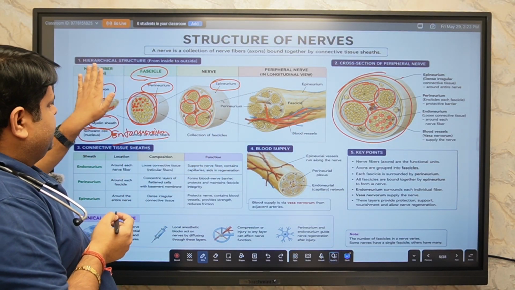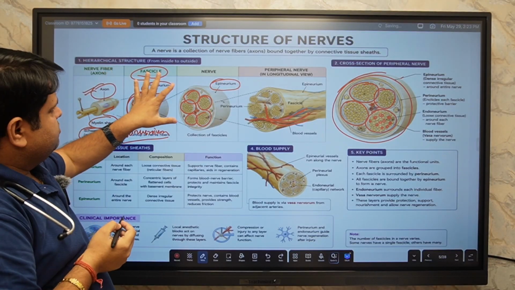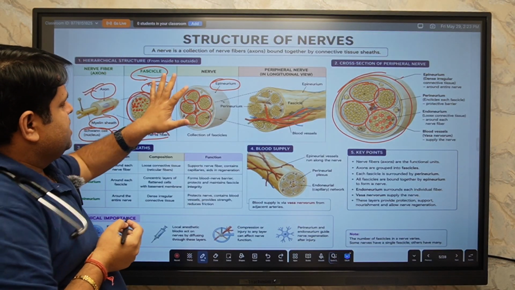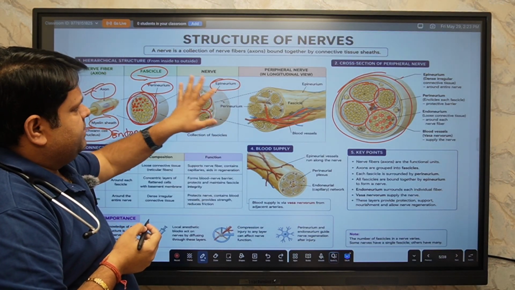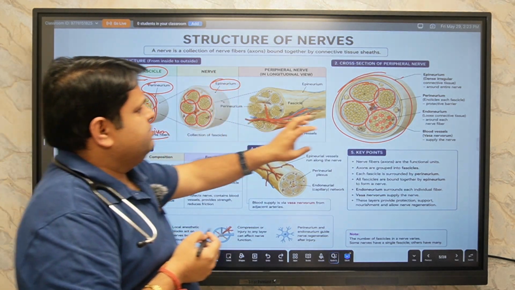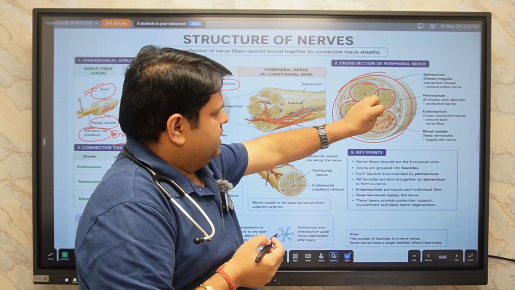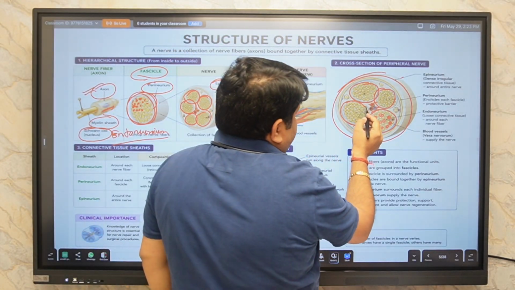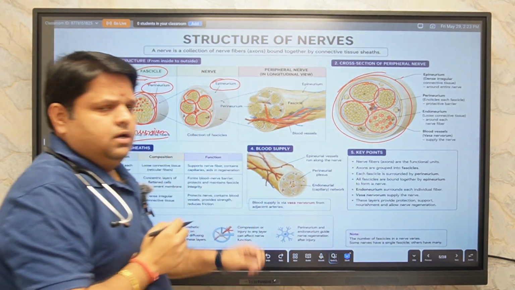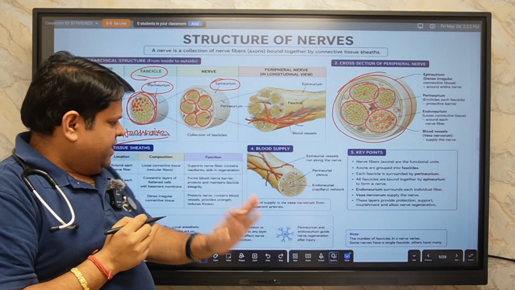Axon covered by the endoneurium, multiple axons form the fascicles covered by the perineurium, multiple fascicles form the nerve covered by the epineurium. Epineurium is the outermost layer, and there are an artery and veins present in the nerve. Perineurium basically forms the blood nerve barrier.